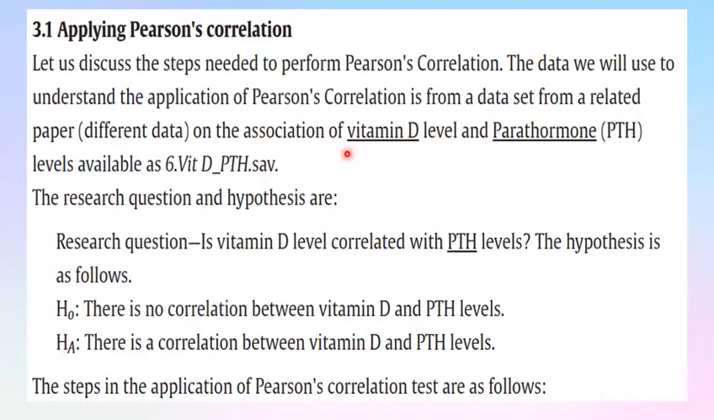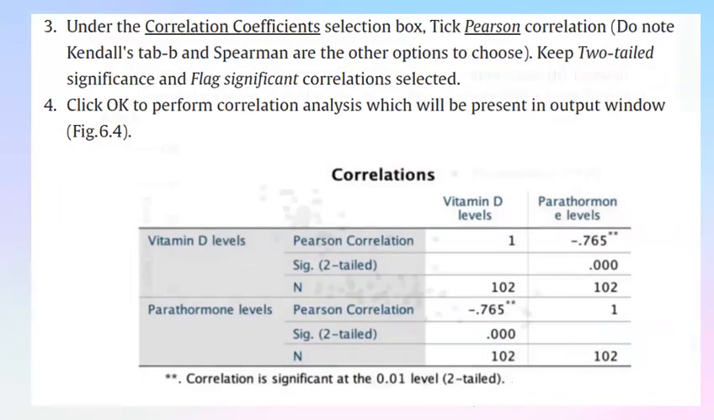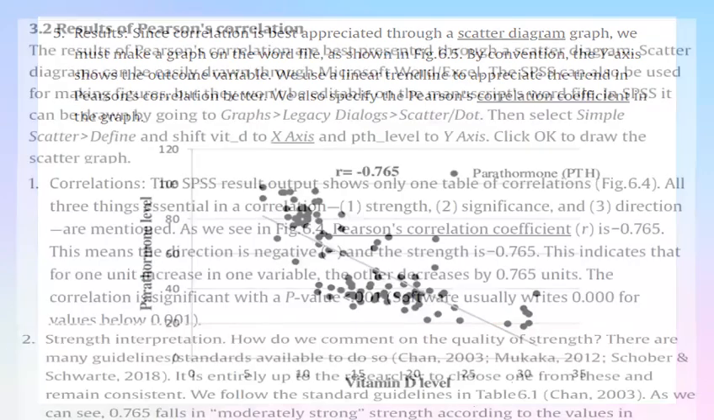For example, we want to know the association between vitamin D level and parathormone levels available in the vitamin D PTH file. The research question is: does vitamin D level correlate with PTH levels? The hypothesis is H0, there is no correlation between vitamin D and PTH, and the alternate is that there is a correlation between vitamin D and PTH level. So what are the steps to be followed? These are the files which come under your way. This is a scatter plot which we get at the end of the discussion, and results.